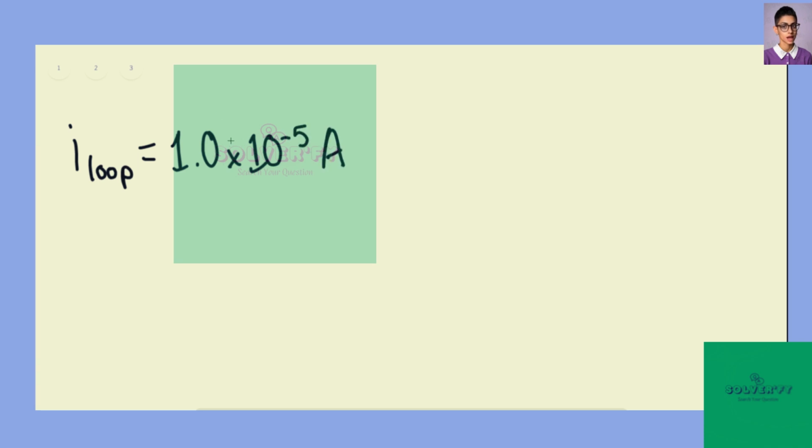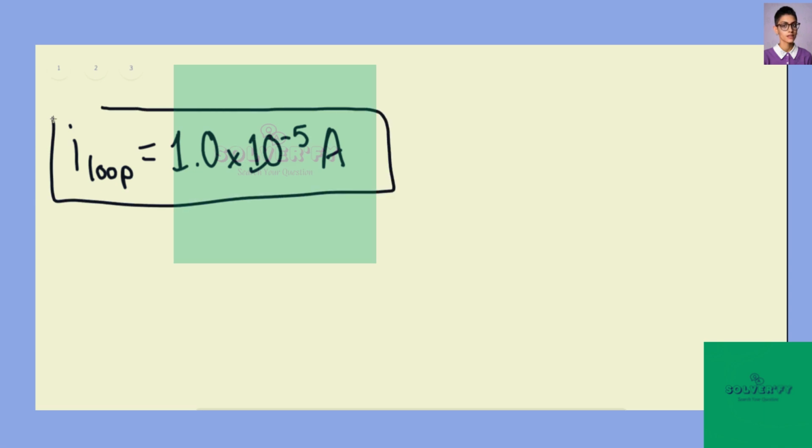We are forced to round to two significant figures, and this would be the final answer for part B. That is the end of the solution.